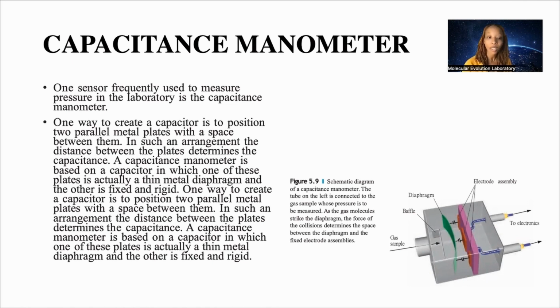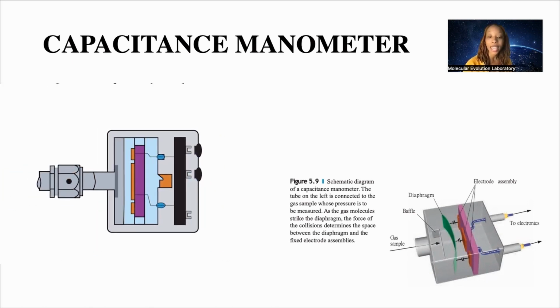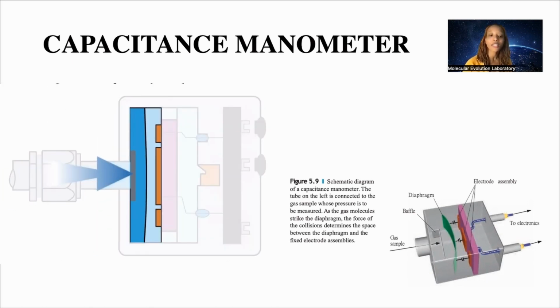A capacitance monitor is based on a capacitor in which one of the plates is actually a thin metal diaphragm and the other is fixed and rigid.